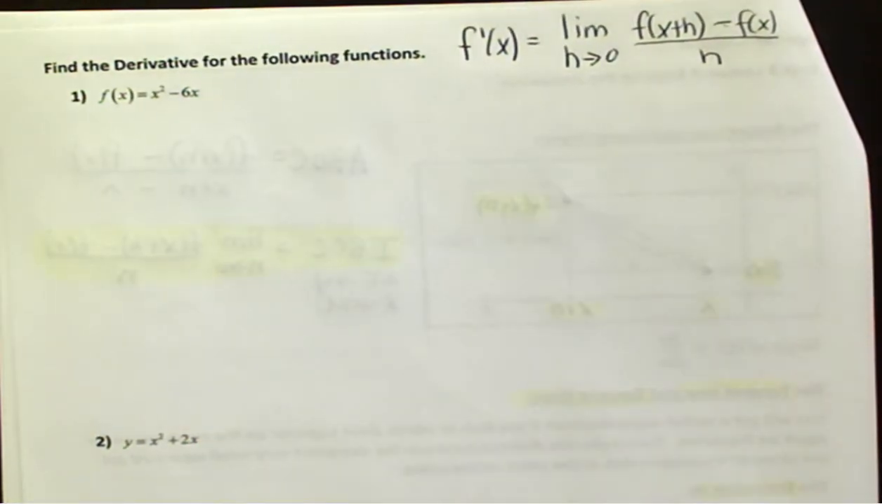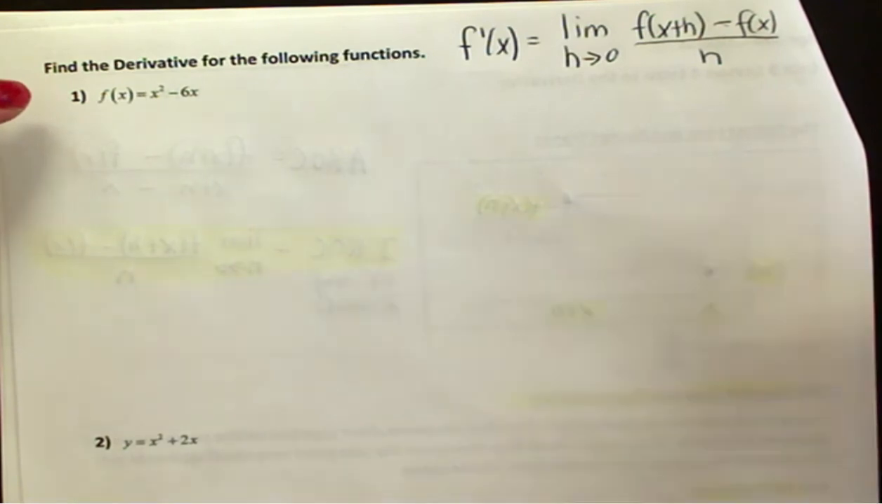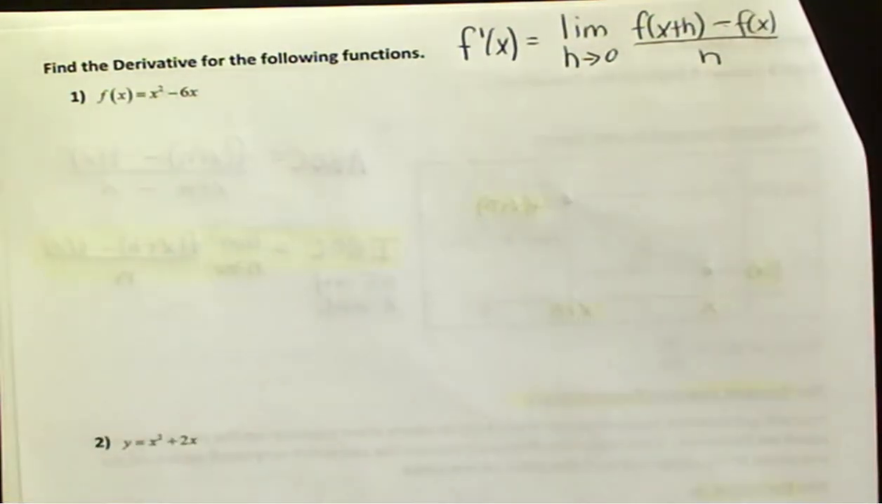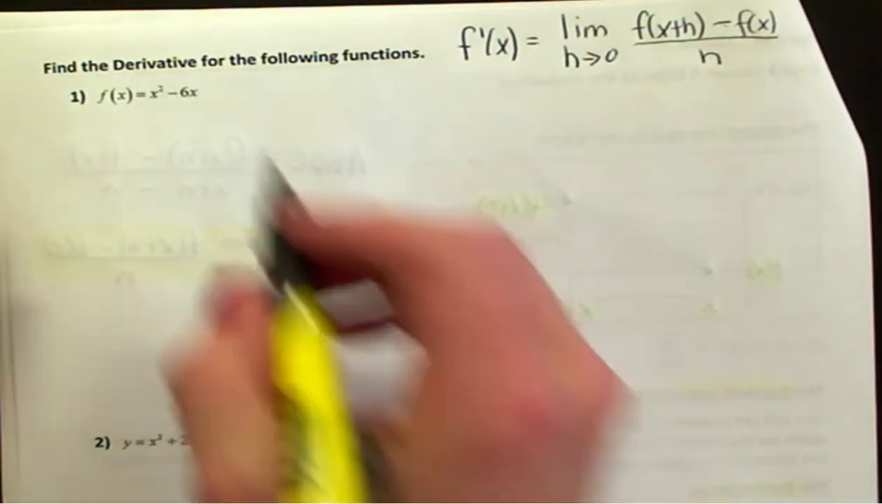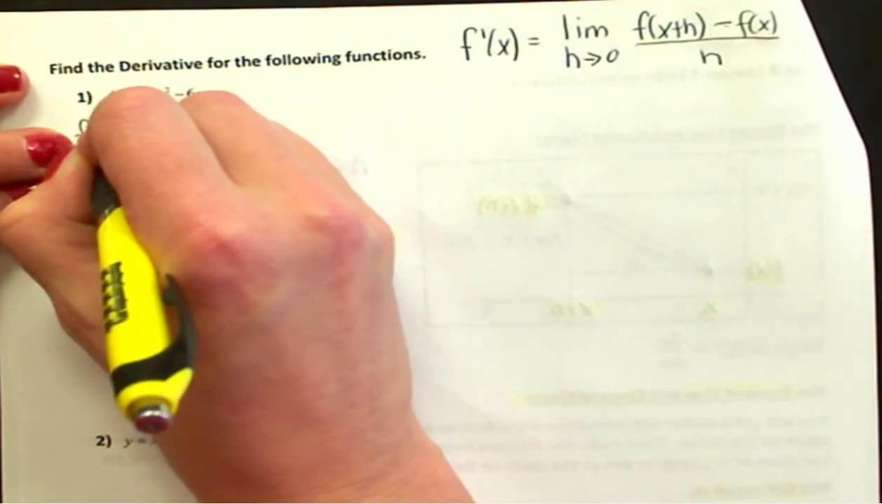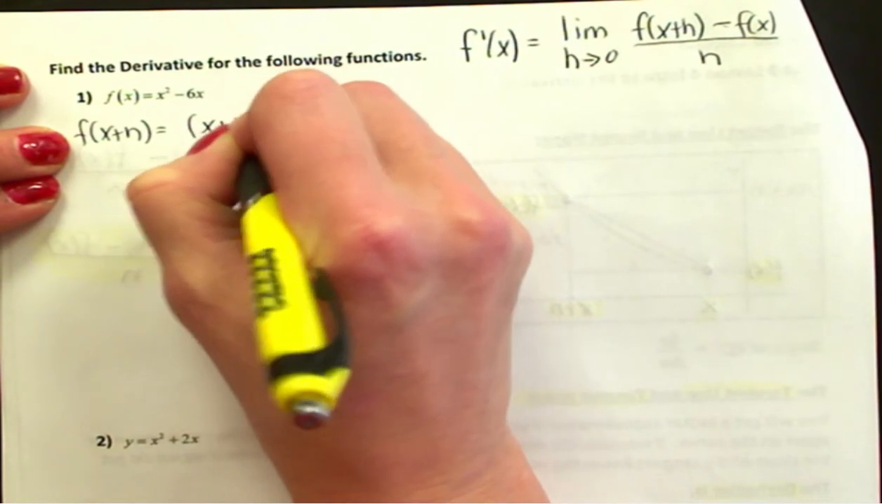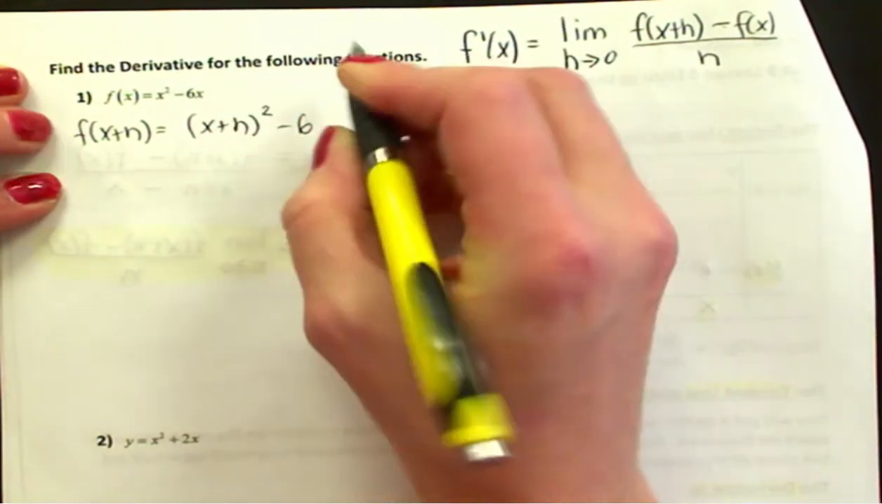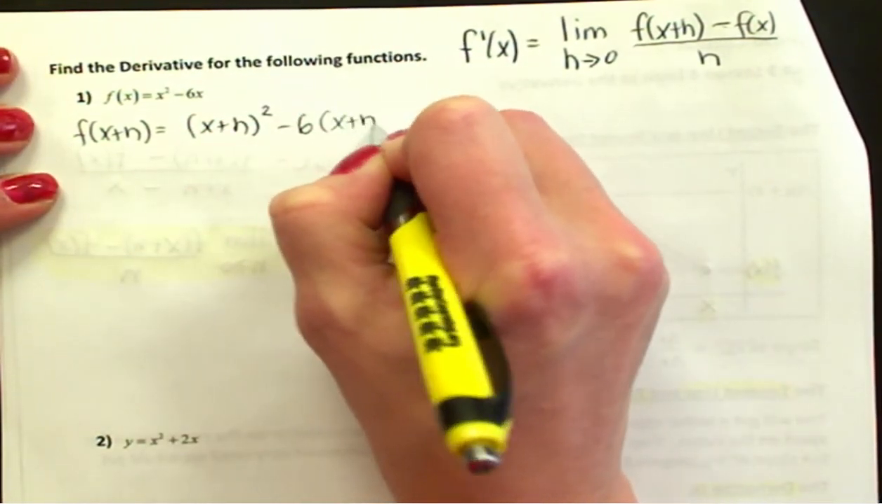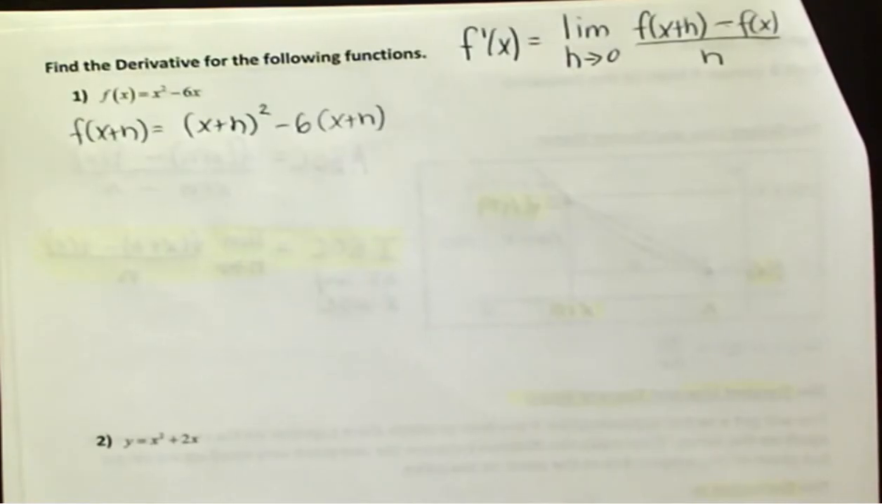I'm not going to write IROC. I want a different way to represent that. Here's our function. We're going to plug in our two pieces. What did we do first on the boards? First, I plugged in x plus h. Okay, plug it in. So take a minute, right? Expand it.